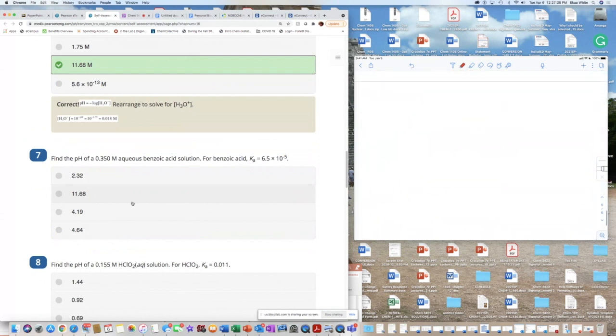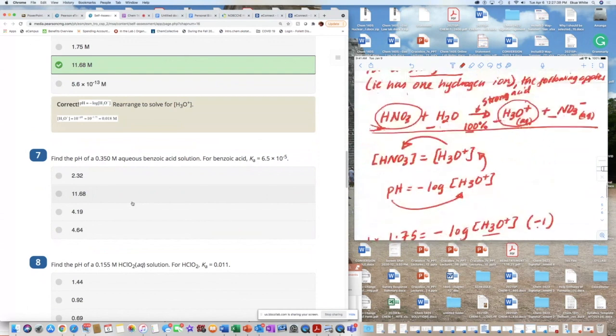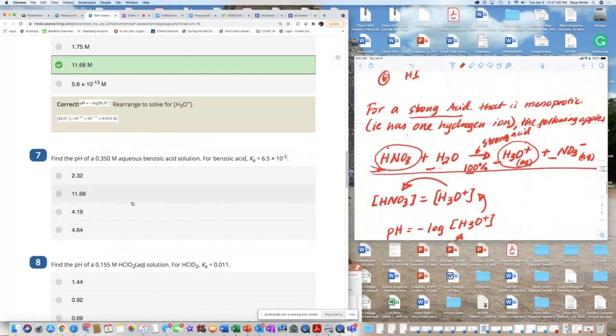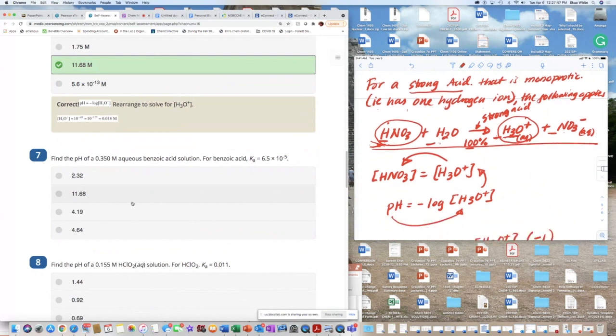So what I just worked, bottom line, with the strong acid, depending on the number of H's, each H makes one hydronium. So if they give you the pH, do the inverse log of the pH to get H3O+, and then whatever you have here equals the strong acid.